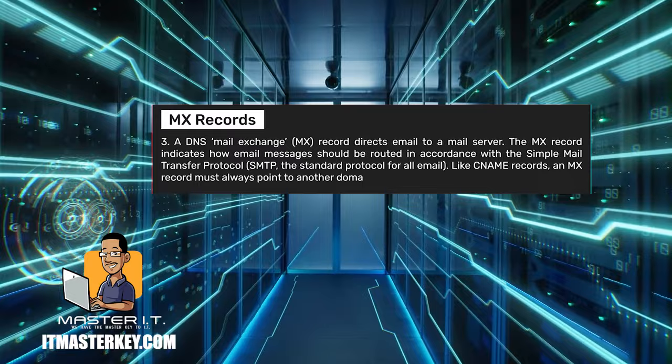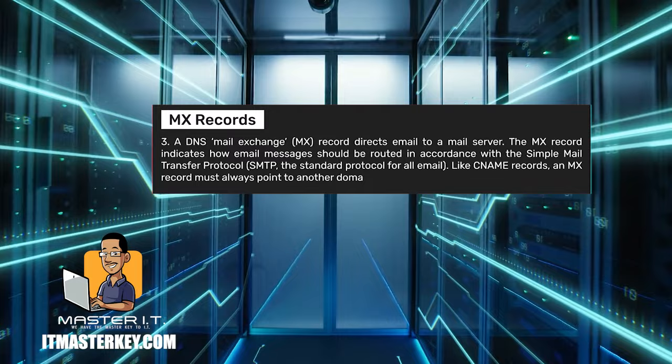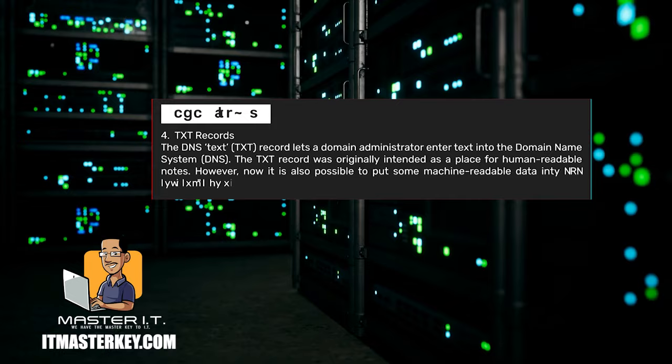MX records, you need to have these records configured to receive mail to your domain, right? So everybody on my team has an itmasterkey.com email address, right? And the MX records are what are responsible to make sure that my domain has these email addresses for the team members on my team, right? So if you talk to Julia, if you talk to Judd, if you talk to Christina, it's going to say something at itmasterkey.com. And that's what the MX records are for. Text records provide the ability to associate other services or sometimes your mail service to your domain. Also, like I said, you can use it for security, you can use it for notes, you can use it for a plethora of things.